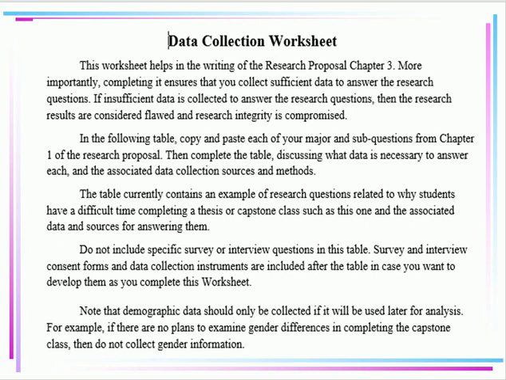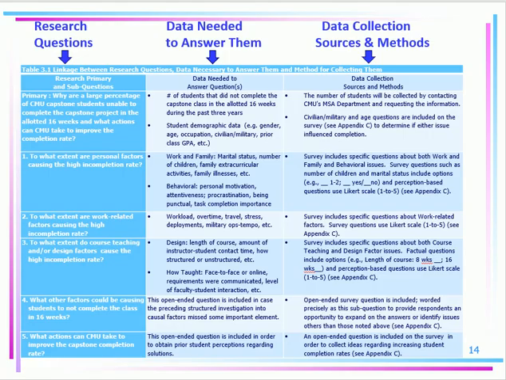Do not include specific survey or interview questions in this table. You're not writing your survey. Your survey comes later. You're writing what kind of data you need and where you're going to get it from. So you'll be talking about your survey a little bit, but you're not writing survey questions here. Note that demographic data should only be included in here if you're going to use it. If you're asking them to tell whether they're male or female, then when you do your work, you've got to be saying males are different than females, or males are the same, or whatever. Females are different than males. So don't collect data you're not going to use, right?